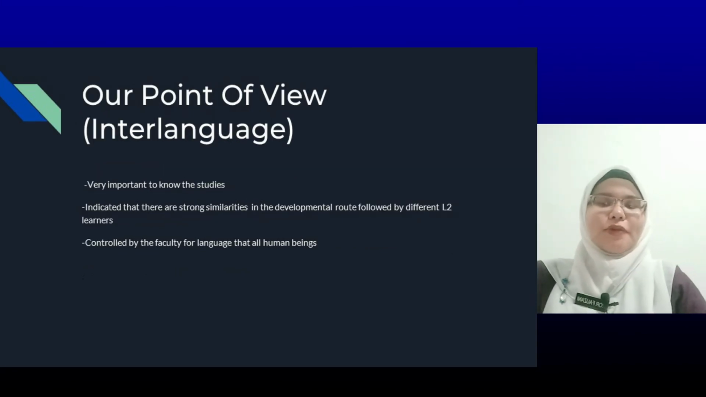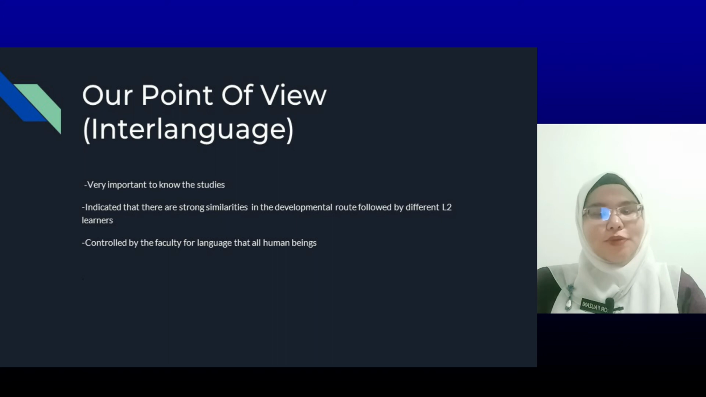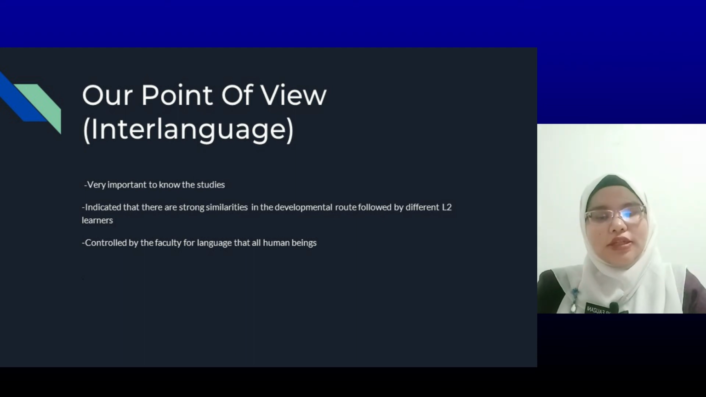Now, our point of view on interlanguage. It is very important to know this field of study. Interlanguage indicates that there are strong similarities in the developmental route followed by different second language learners. The last point of view on interlanguage is that it is controlled by the faculty for language in all human beings.